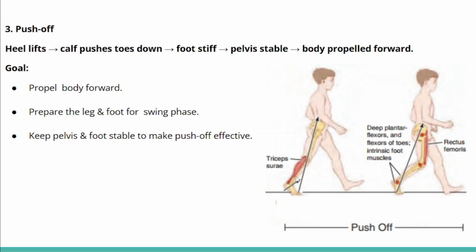The next phase is push-off. Here the heel lifts off the ground and the calf pushes the toes down and makes the foot stiff. And here also the pelvis needs to be maintained in a stable position and the body propels forward. So the push-off phase goals are: the body needs to propel forward, prepare the leg and foot for the next immediate phase, which is the swing phase, and keep the pelvis and foot stable to make the push-off effective.